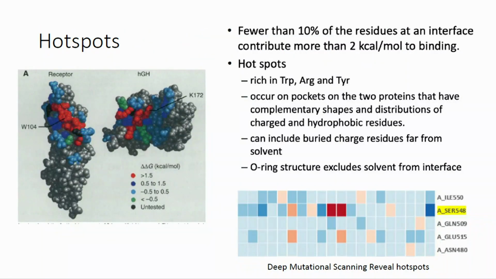Particularly, we can also call these interaction sites hotspots, where hotspots can mean an even more stringent subset of residues, the ones that contribute more than 2 kcal/mol to binding. You can see that usually only less than 10% of the residues at the interface can contribute such a strong binding.